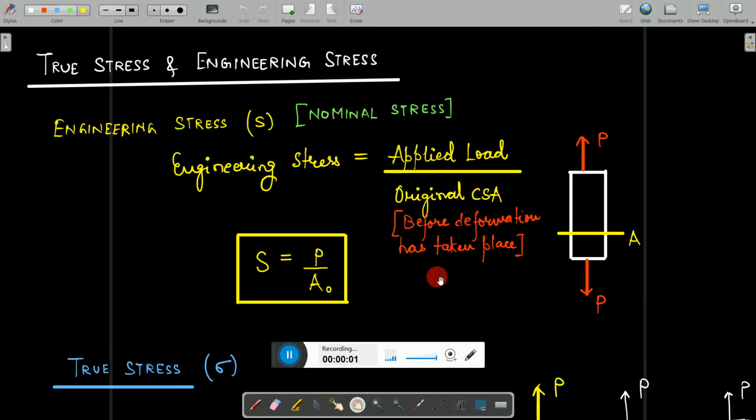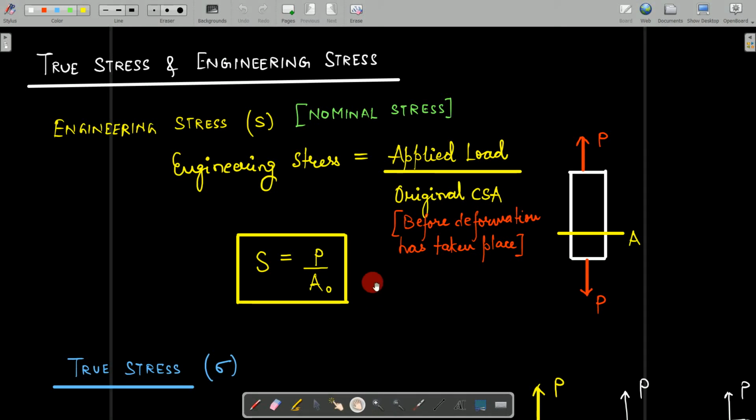True stress and engineering stress, the most commonly asked question. So how to define this engineering stress? We have represented this engineering stress with capital letter S. This engineering stress is also called your nominal stress. So engineering stress is defined as the ratio of the applied load to that of the original cross-sectional area.